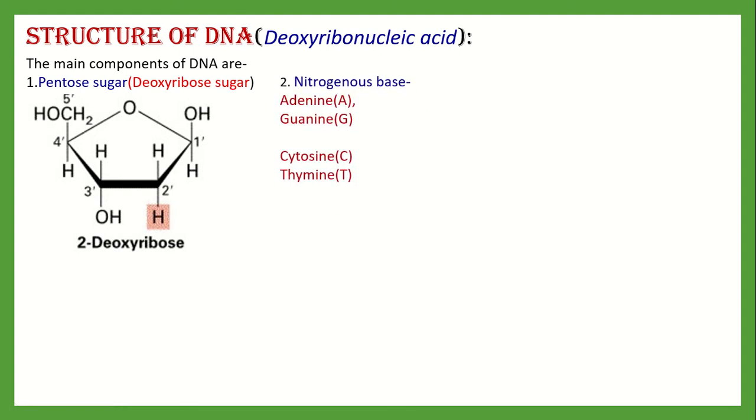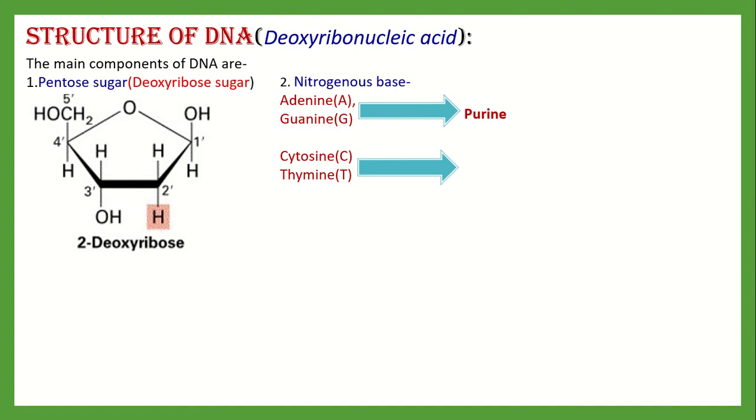Another component of DNA is the nitrogenous base. The nucleic acid has two types of nitrogen base, purine nitrogen base and pyrimidine nitrogen base. We know that there are 4 types of nitrogenous base: adenine, guanine, cytosine and thymine. Among them, adenine and guanine are called purine nitrogen bases and cytosine and thymine are called pyrimidine nitrogen bases.